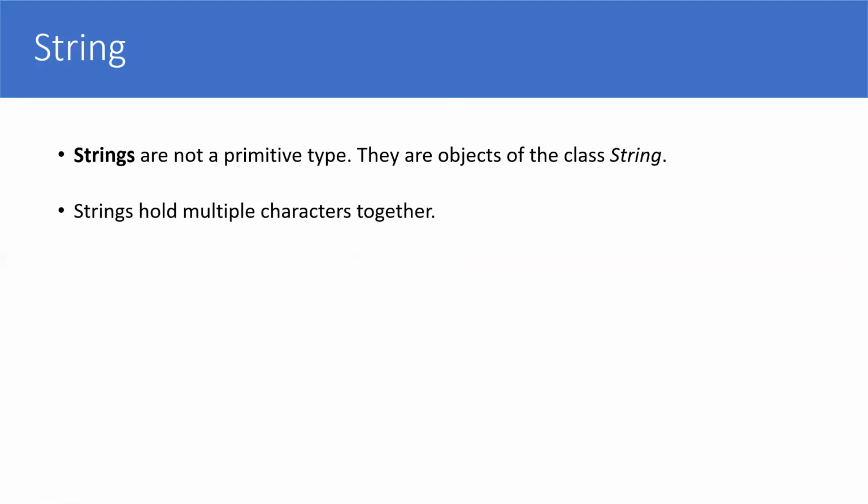So what do strings actually do? They hold multiple characters together, just like the word implies. Let's look at something. Here, I'm saying String name is equal to Anish. Remember that you want to use double quotes for strings. And remember, name is a string. We could say String is a type, but it's not a primitive type. It's really important to keep that in mind.